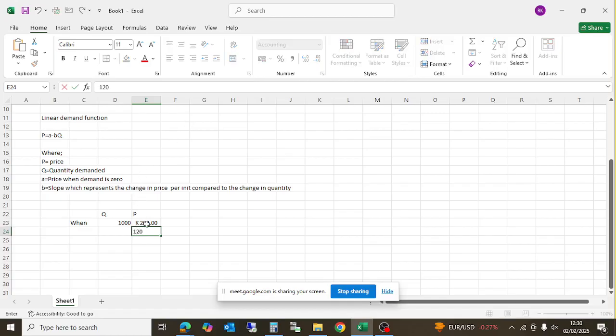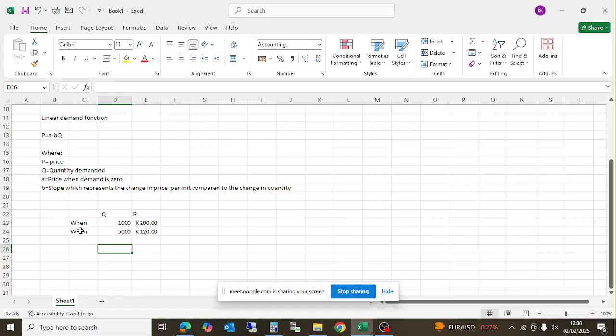When the price is 120 kwacha, the quantity is 5,000. When the quantity is 1,000, the price is 200 kwacha. When the quantity is 5,000, the price is 120 kwacha. So let's just create equations from this.